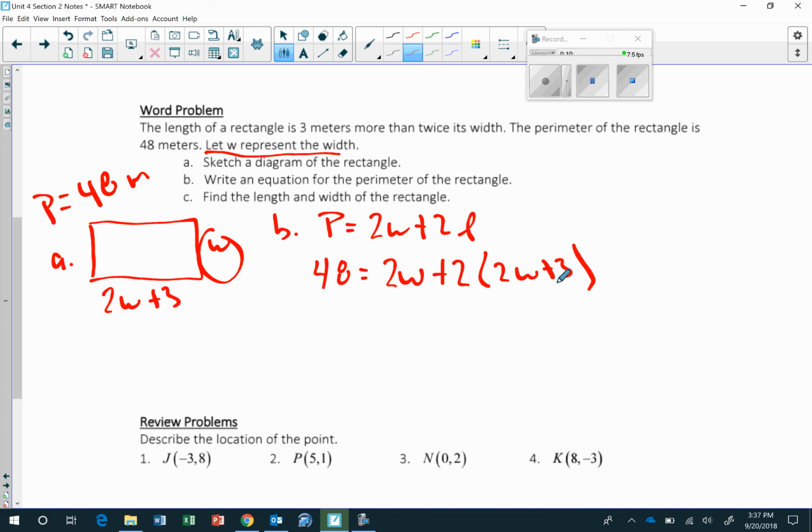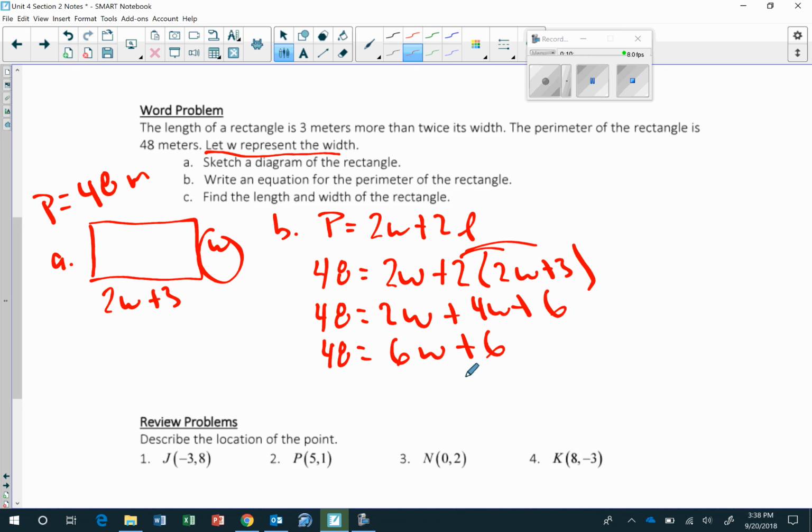Then it says to find the length and width of the rectangle, so that just means we need to go ahead and solve this equation. So we have 2w. We need to distribute the 2 to both of these, so we get 4w plus 6. We look at the right side, we have like terms we need to combine, so 2w plus 4w becomes 6w. And now we have a two-step equation. Add or subtract first. In this case, we need to subtract 6, so we get 42 equals 6w. And then our last step is to divide both sides by 6. So we'll get that our width equals 7.